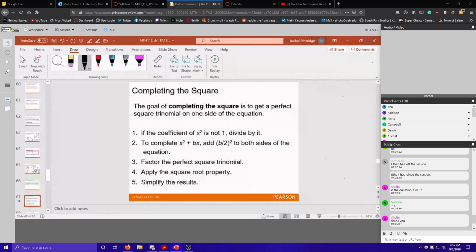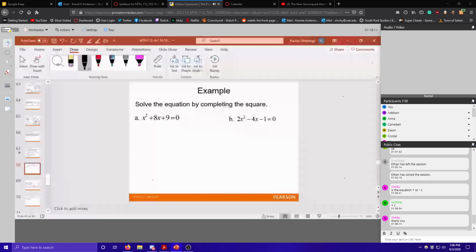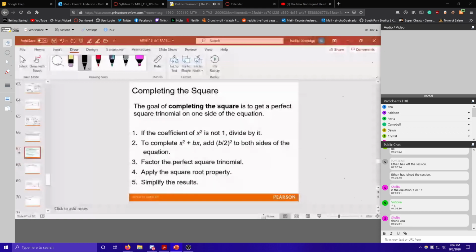So here are the things you need to consider with completing the square. If the coefficient in front of x squared is not 1, we're going to make it 1. We're going to divide everything in the equation by that number. Then we're going to complete the square by adding b over 2 squared. This is just a little table of the steps so you can follow through. Then you're going to factor the perfect square trinomial, use the square root property, and simplify any radicals. So that's what I'm going to do. I'm going to follow those steps. If you need to go back and look at those steps, that's the steps I'm about to take.